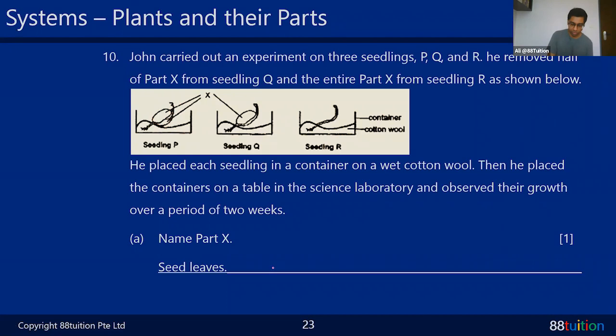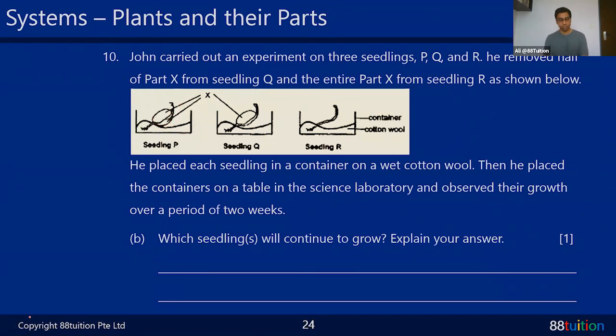then you don't need the seed leaves anymore. So that's why the number of seed leaves will reduce as the plant grows, which we saw in the previous questions as well. Okay, so which seedling will continue to grow? Explain your answer. Is it P, Q, or R?